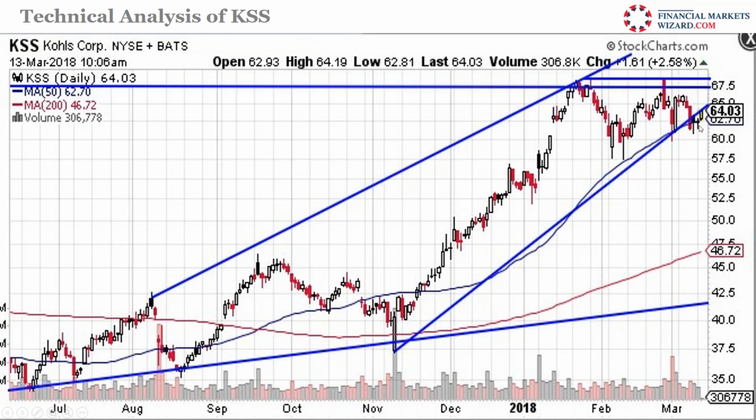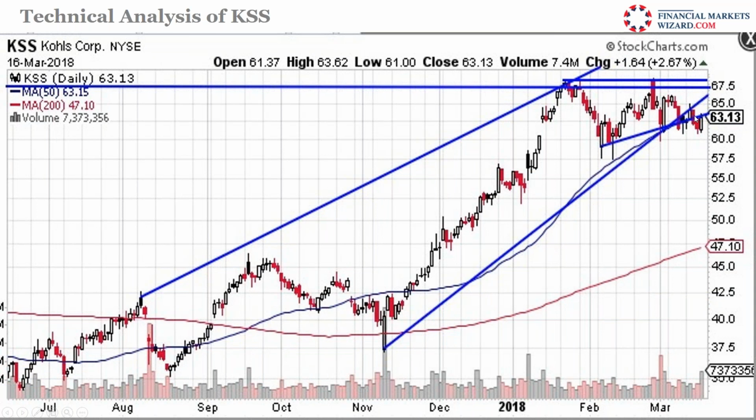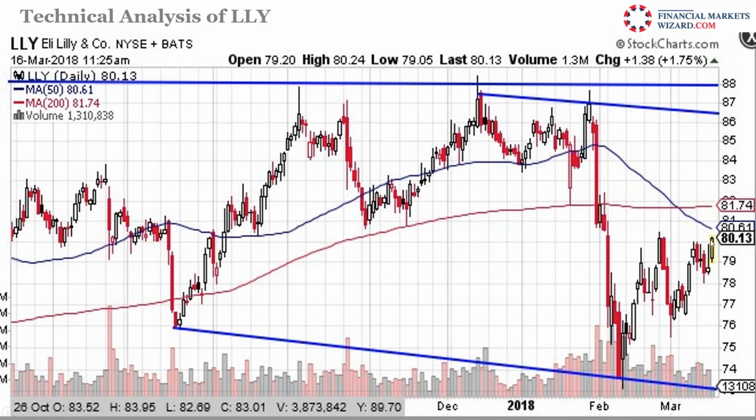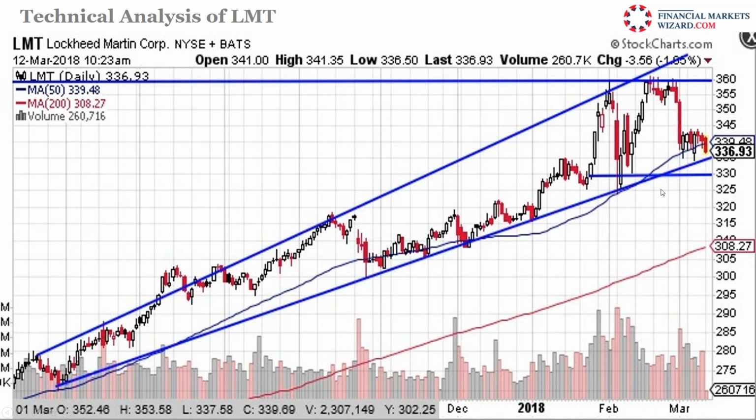Here's the resistance. Again, it's just hugging the resistance line. So if it breaks above, it's going up. And then the resistance line is at 65 right here. So next is 65. So keep an eye on KSS. LLY is also bullish. This is the resistance line right here. When it breaks above 80, it's supposed to go above the 50-day moving average. See what it's doing. Then the 200-day moving average is another resistance, 81.74. So what is LLY doing?